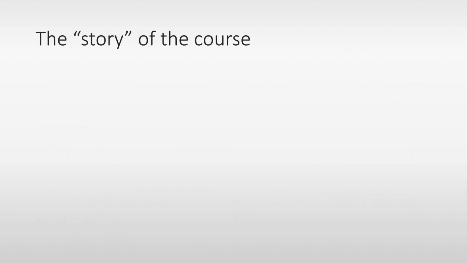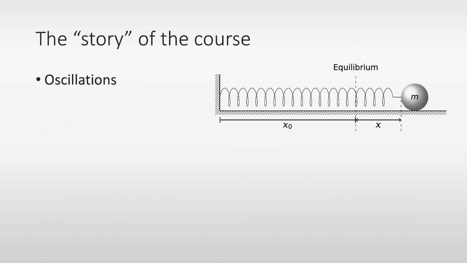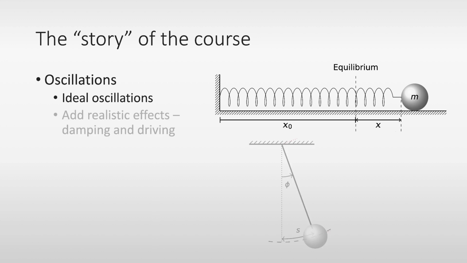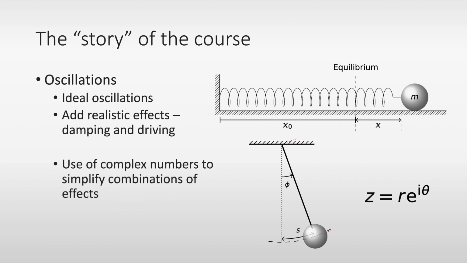It's useful to consider the story of the course, so what we'll be talking about as we go through. When we think of oscillations, we'll initially be looking at ideal oscillations, ignoring things like damping and friction and so on. Once we understand the equations there, we'll start adding realistic effects. So what happens with damping and driving. We'll then be using mathematical tools to facilitate the analysis and the modelling of these. In particular, we'll be using complex numbers to simplify combinations of effects. Some components of waves, by examining with complex numbers, it makes the mathematics easier.